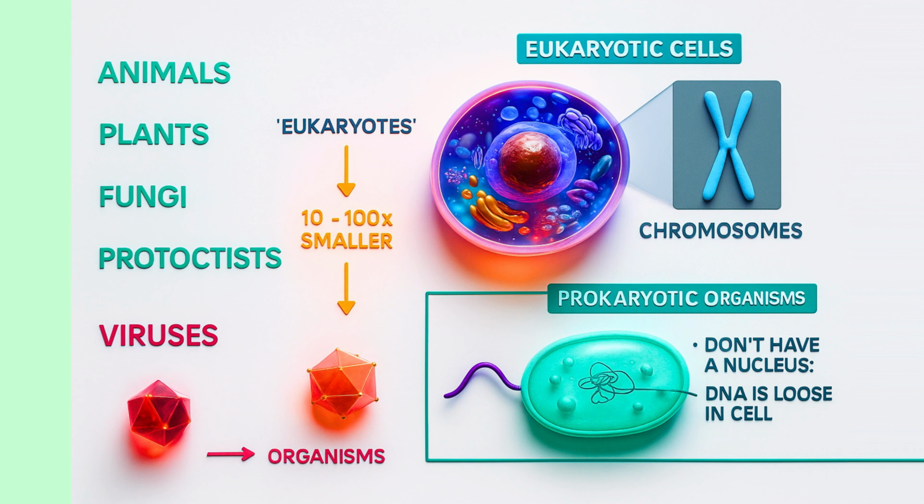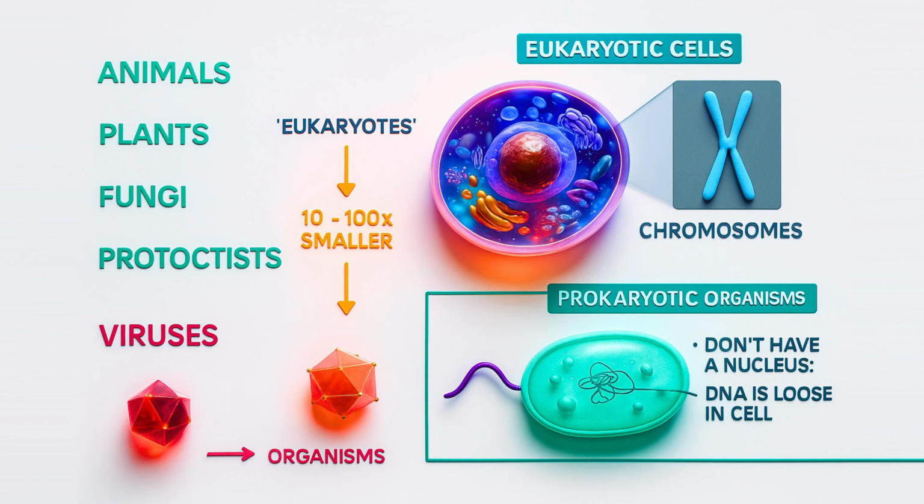Now let us look at each group individually, starting with animals. The animal kingdom is the one we are most familiar with and includes a huge variety of organisms such as humans, chickens, insects, and marine creatures like lionfish. Although the total number of animal species is unknown, scientists estimate it lies somewhere between 5 million and 10 million species. All animals share certain characteristics.